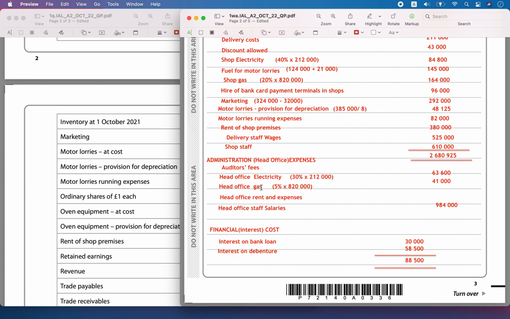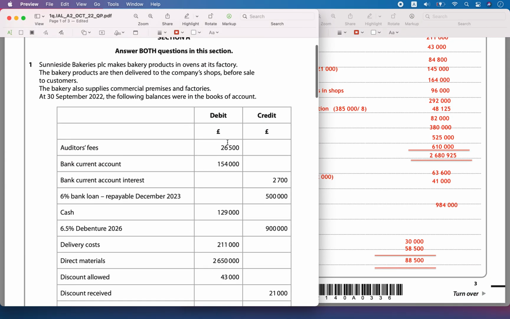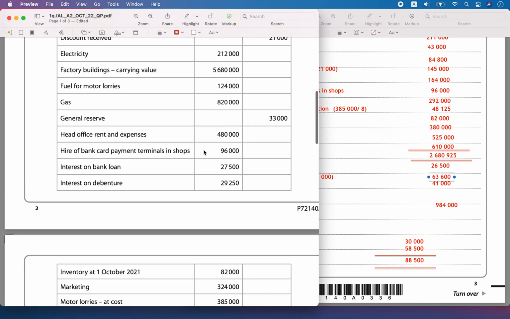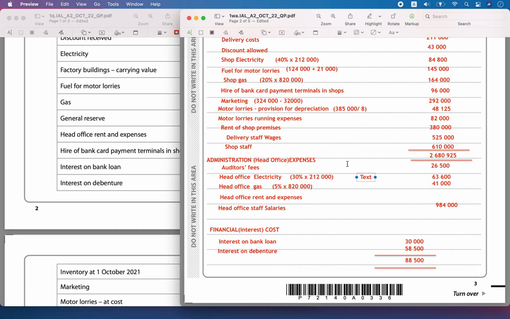Then let's calculate the administration expenses. The first one is the auditor's fees. It is 26,500. So let's write it here, 26,500. Then head office gas and electricity has been calculated. Head office rent and expenses, it is 480,000. So let's include that, 480,000, and you have the salaries.